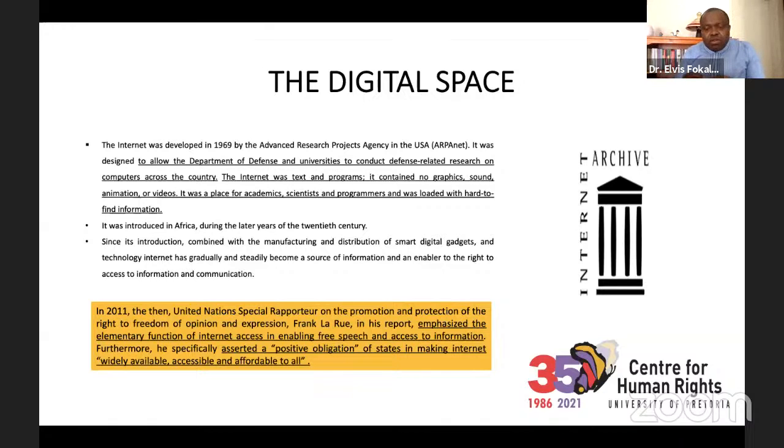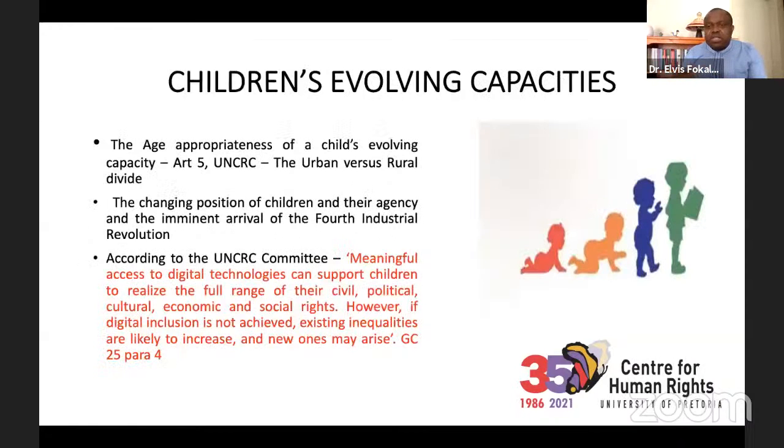The point that I want to flag on this particular slide is that the then UN Special Rapporteur is saying that it is very, very important that all states facilitate access to the internet, and that in doing so, it asserts a positive obligation of the states in making the internet widely available, accessible, and affordable to all. So it is therefore no surprise that as we sit at this moment, we now have internet almost everywhere. Everyone is almost always connected.